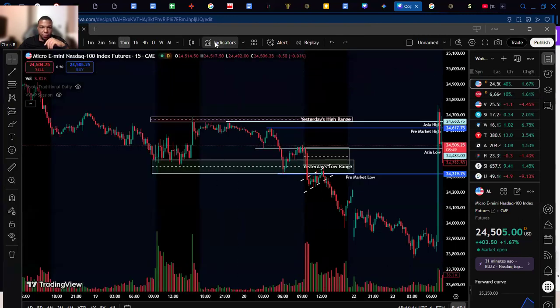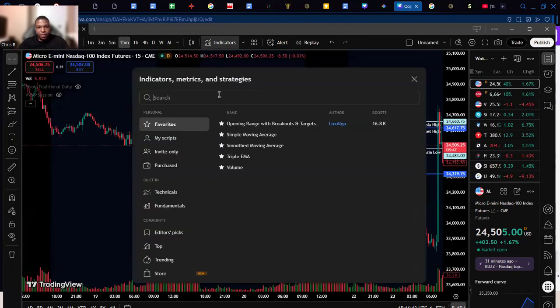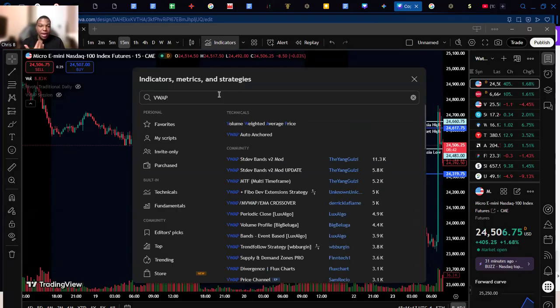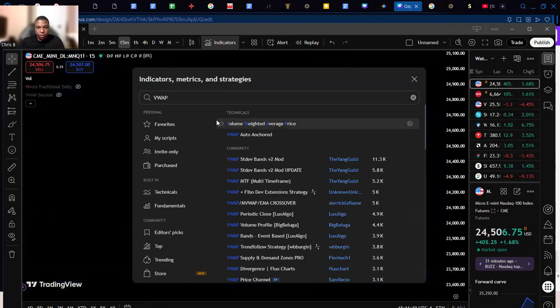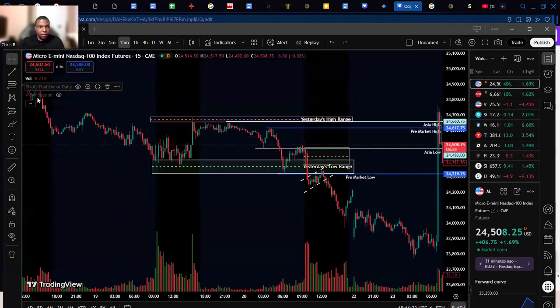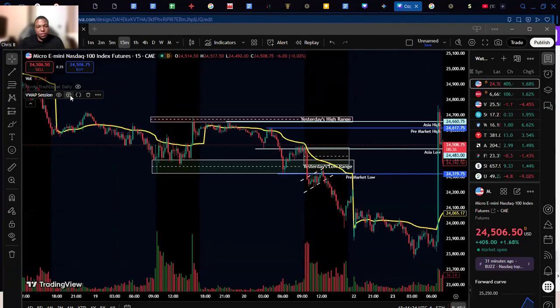You simply type in the letters VWAP, and it's going to say volume weighted average price. That's the one that you want. Once you click on that and add it, it's going to look a little bit different, but I'm going to show you all the settings that I use in order to get the view the way that I want.